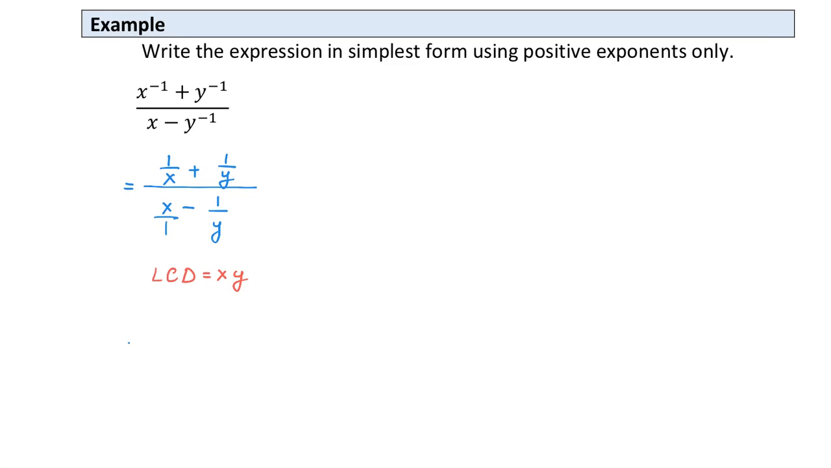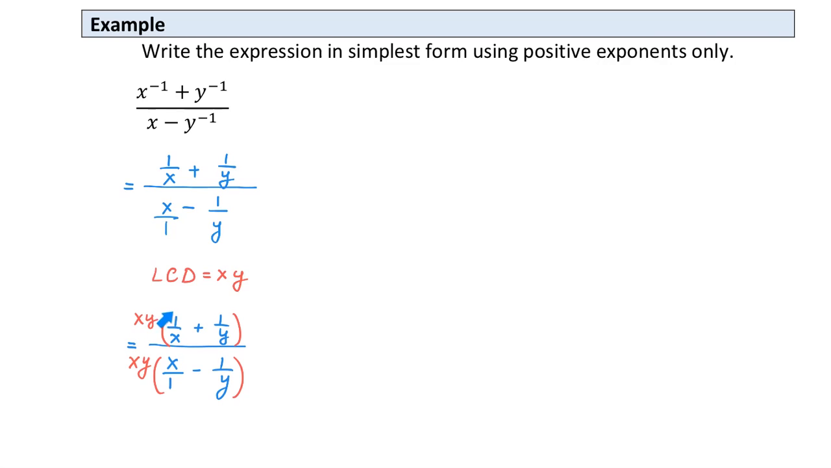I will rewrite the expression we have one more time. 1 over x plus 1 over y over x over 1 minus 1 over y. Then we will multiply the numerator and the denominator by xy, which is the least common denominator.